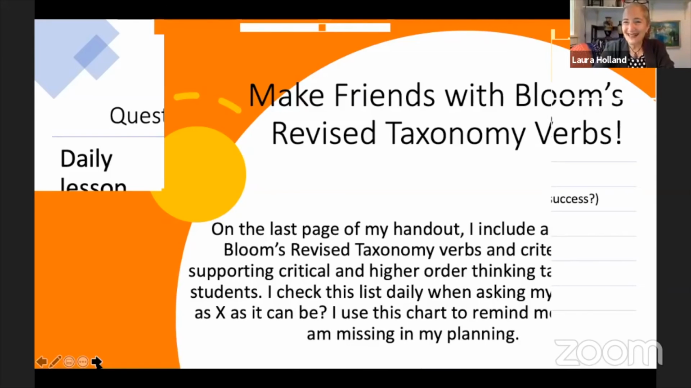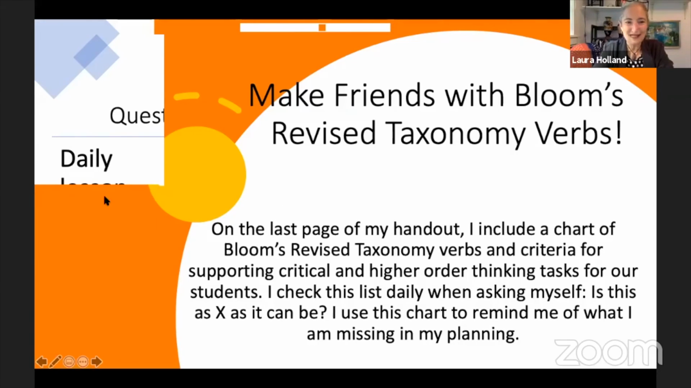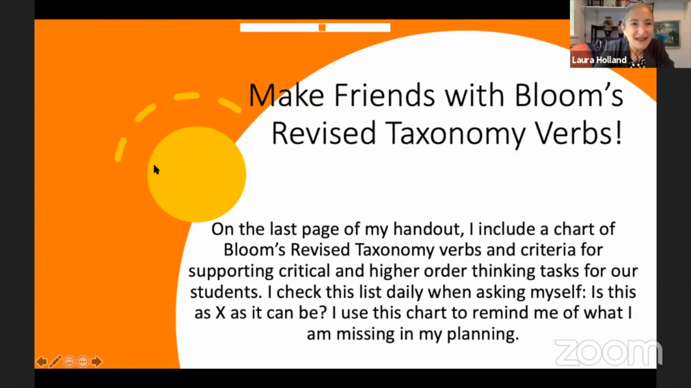Make friends with Bloom's revised taxonomy, okay? The verbs in Bloom's revised taxonomy. In fact, let me just go ahead and, oops, that's the wrong one. Okay, let me find that. Oh, I'm in the wrong file. I will do this in just a moment. I will send you this handout.